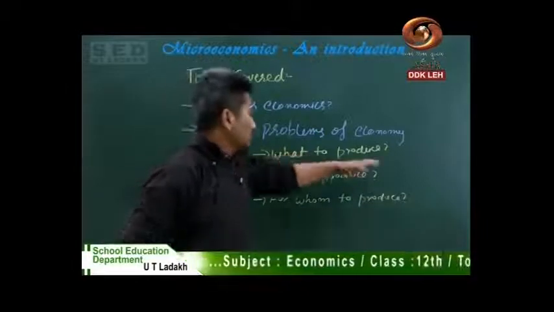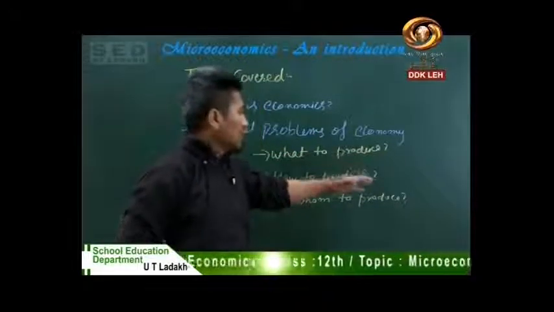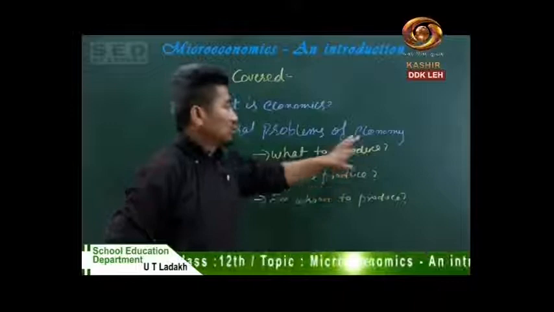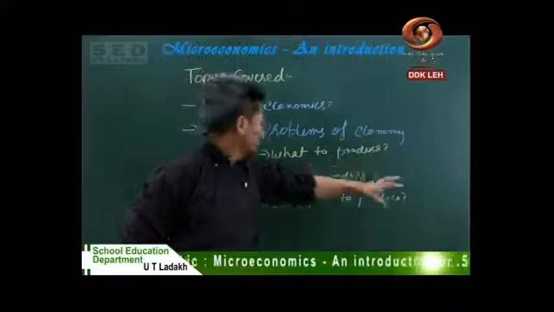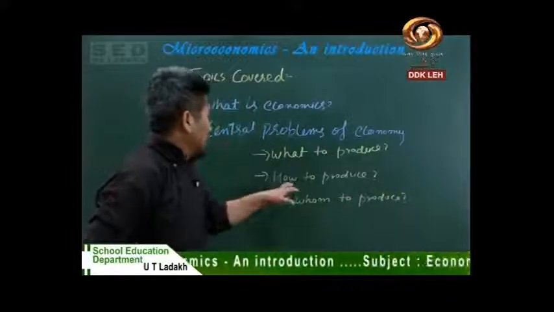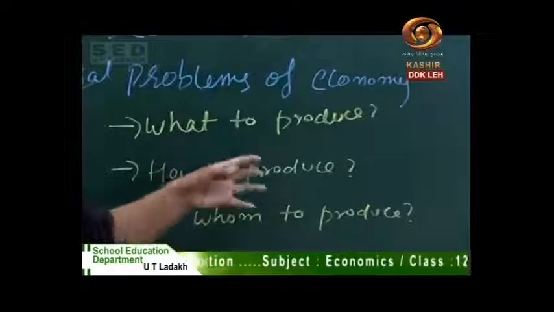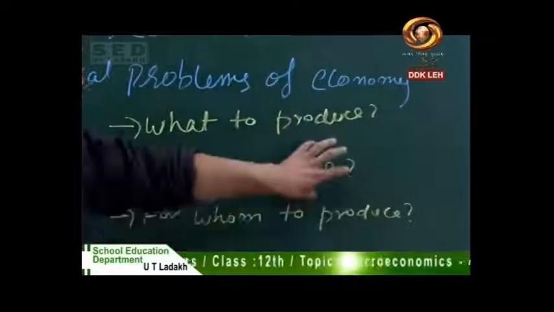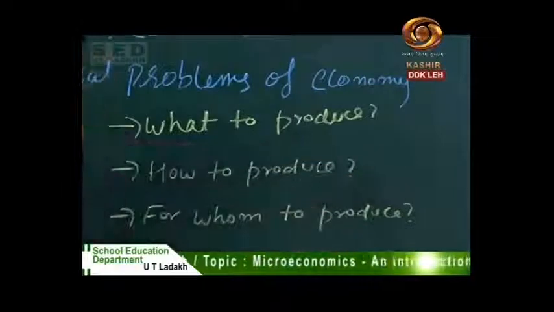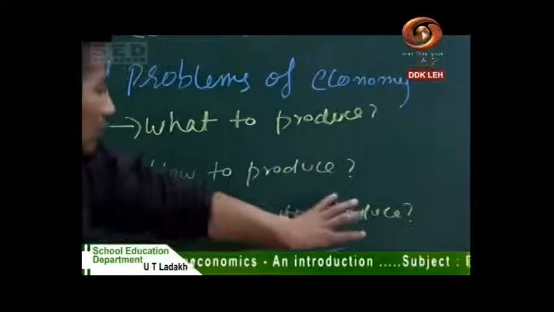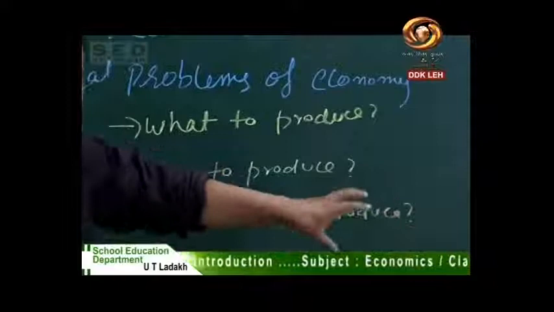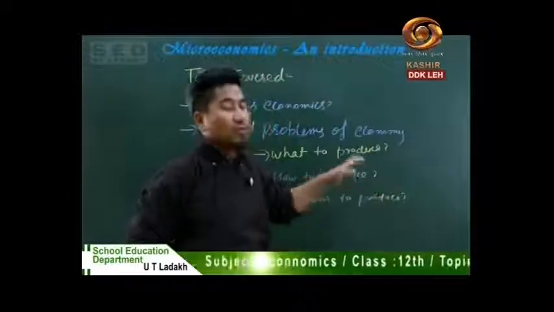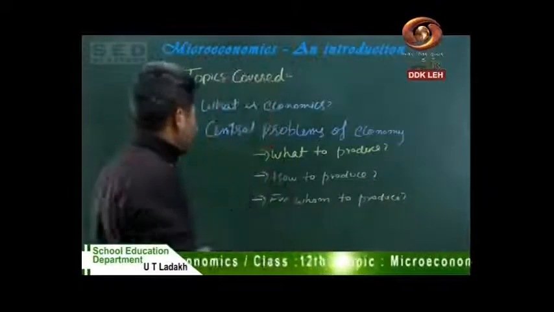When I say what to produce, we talk about what kind of goods to be produced, whether to produce capital goods or consumer goods. When I say how to produce, we are concerned about the techniques, whether to use capital intensive techniques or labor intensive techniques. And in the third, for whom to produce, whether to produce goods for the rich people or the poor people.